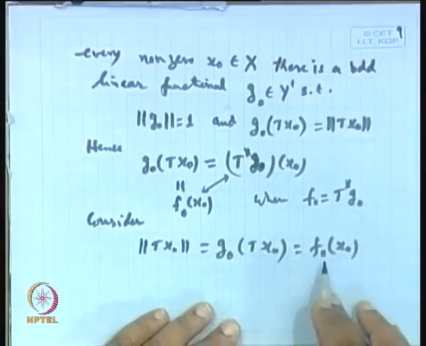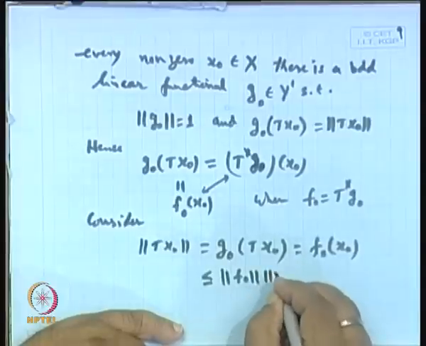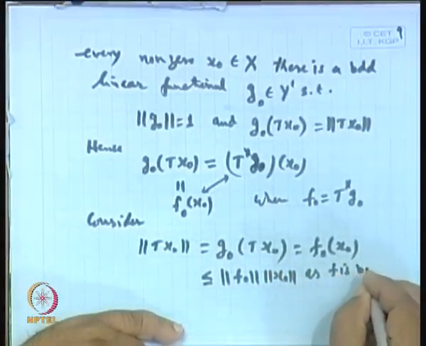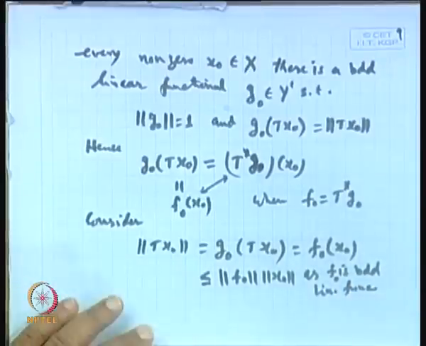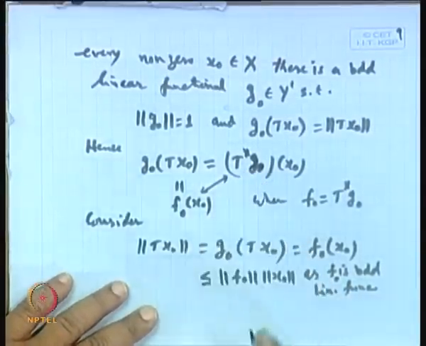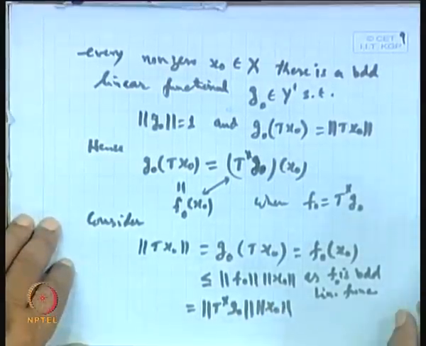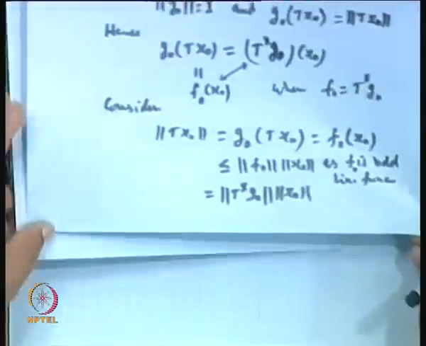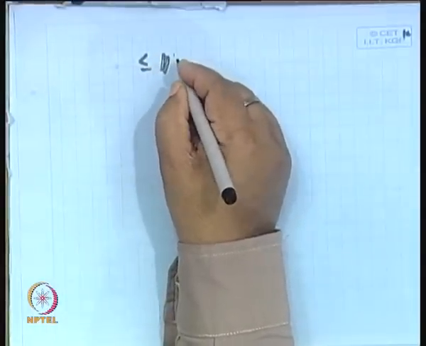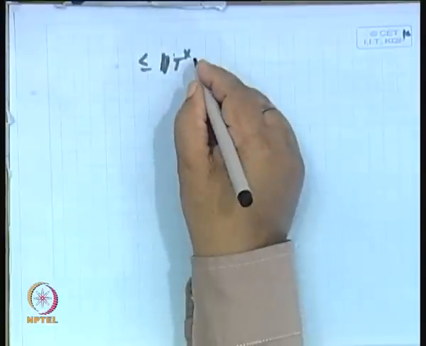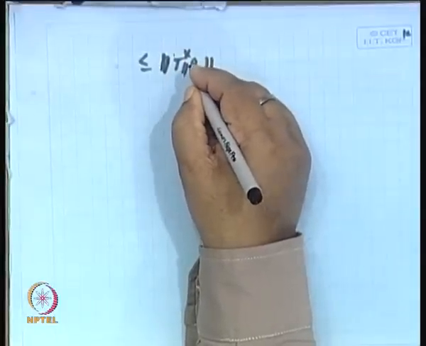Okay. And then F naught is given as what? It is a bounded linear functional. So, it is less than or equal to norm of F naught into norm of x naught, as F naught is a bounded linear functional. Okay. So, we are getting, but F naught is nothing but T cross G naught. So, this is equal to norm of T cross G naught times norm of x naught, but T cross G naught can be written as, because T cross is bounded, as we have already shown, less than or equal to norm of T cross into norm of G naught, into norm of x naught.